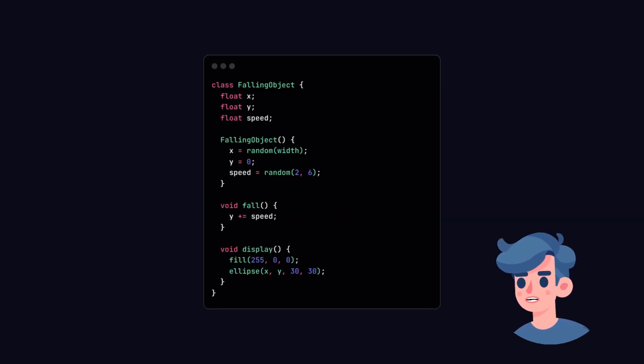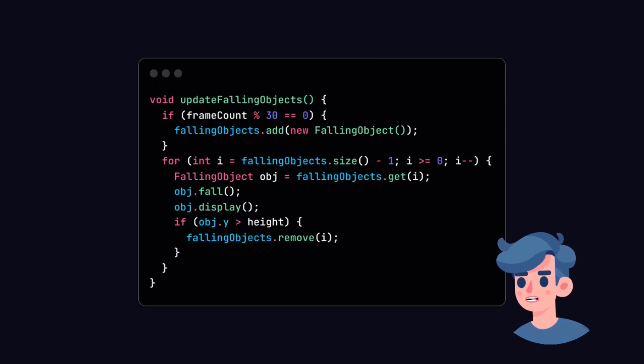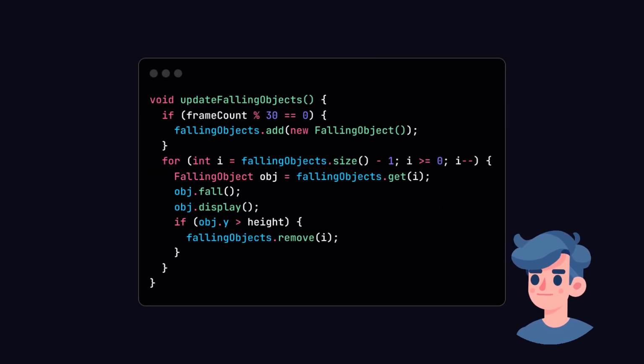Next, we will add the functionality for falling objects. We will create a new class, FallingObject, that will have properties like position and speed. Inside this class, the fall method will update the position of the falling object, and the display method will draw it on the screen. Now, let's create some instances of this class and update their positions in the game.